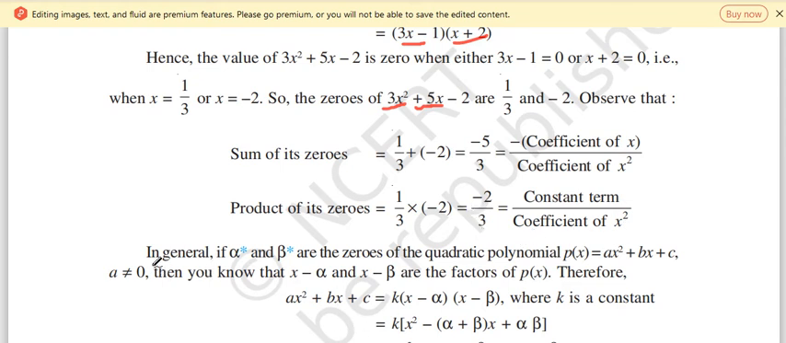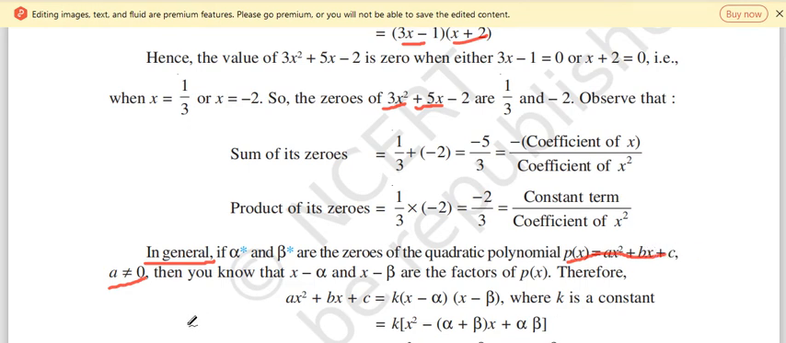So in general, if alpha and beta are the zeros of the quadratic polynomial p of x equal to ax square plus bx plus c, where a must not be equal to 0, then we know that p of alpha equals a alpha square plus b alpha plus c equal to 0, and since beta is also a zero of the quadratic polynomial, p of beta equals a beta square plus b beta plus c equal to 0.